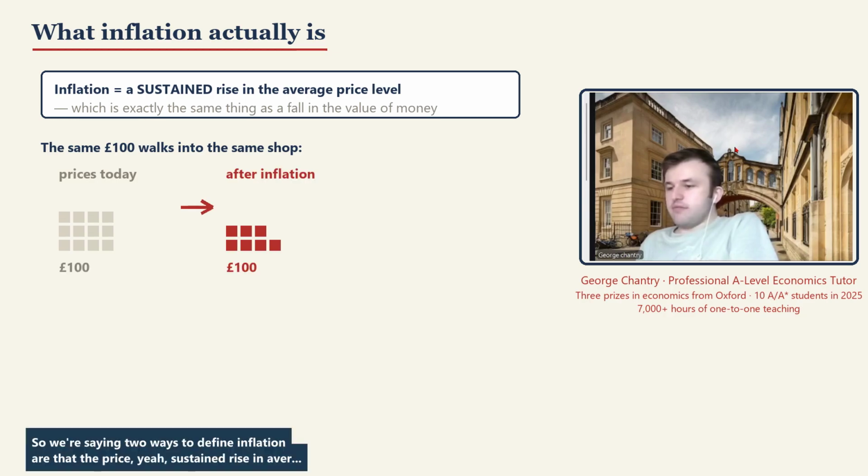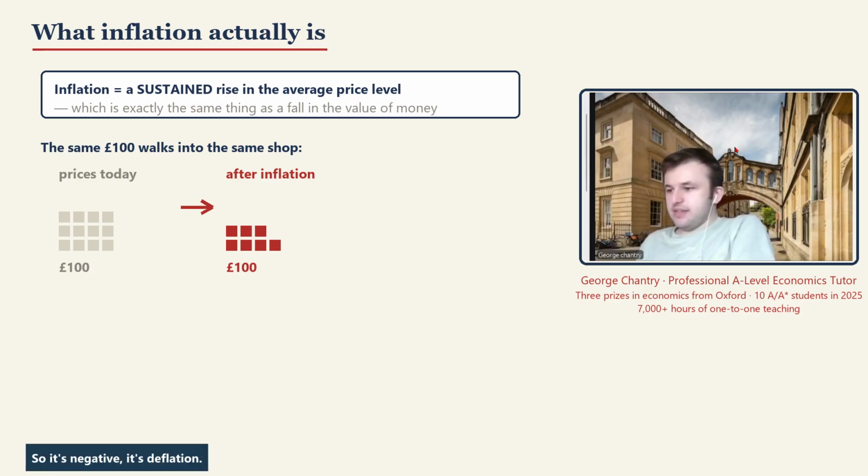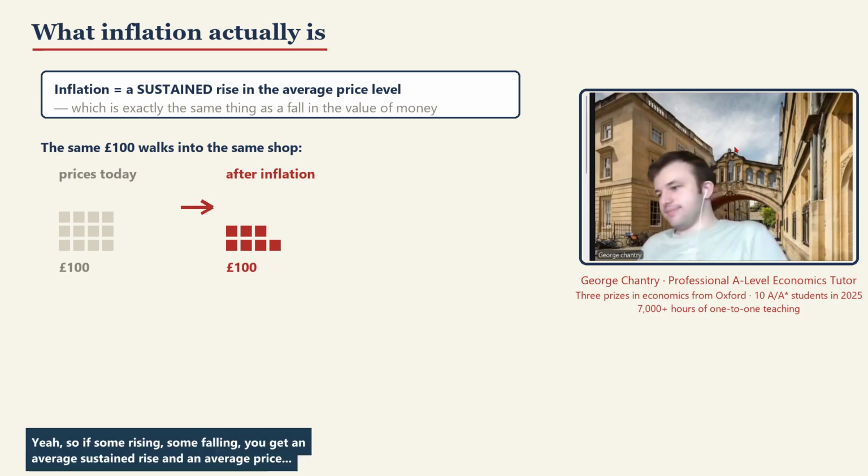So we're saying two ways to define inflation, and a sustained rise in average price is the key definition. Is that okay? And then inflation can be positive or negative. If it's negative, it's deflation. So what is the definition of inflation? If some are rising and some falling, you get a sustained rise in the average price level.